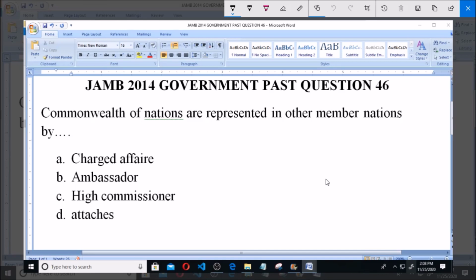Question number 46 says: Commonwealth of nations are represented in other member nations by dash. Commonwealth of nations are represented by other member nations. That is, the Commonwealth of nations, they have their representatives.